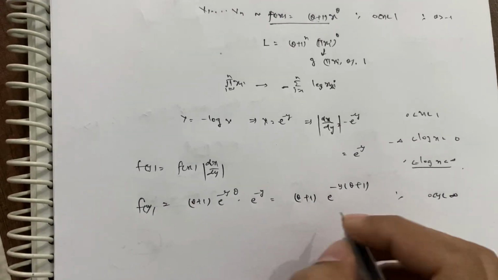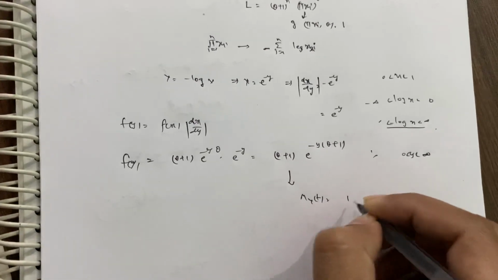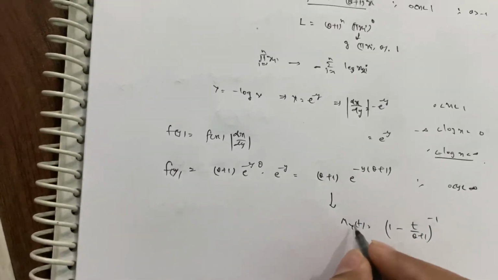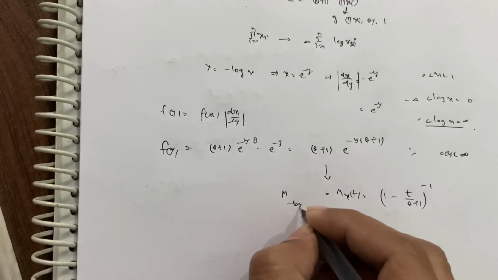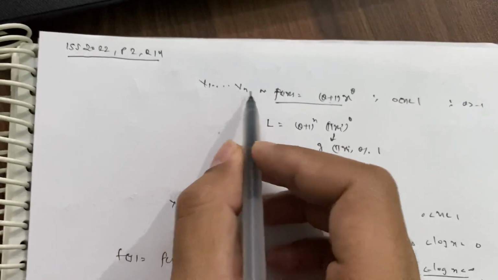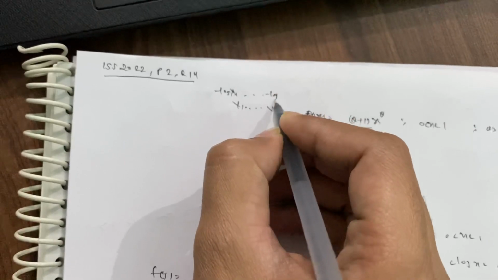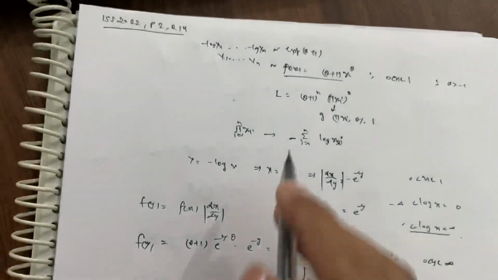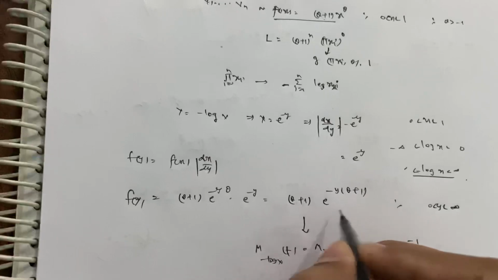Now y follows an exponential distribution. So what is the MGF? The MGF is given by (1 minus t by (theta plus 1)) to the power minus 1. Now y is basically our minus log of x. So we have that X1, X2, ..., Xn follow this, and minus log X1, ..., minus log Xn follow an exponential distribution with mean 1 by (theta plus 1). The density is given like this.